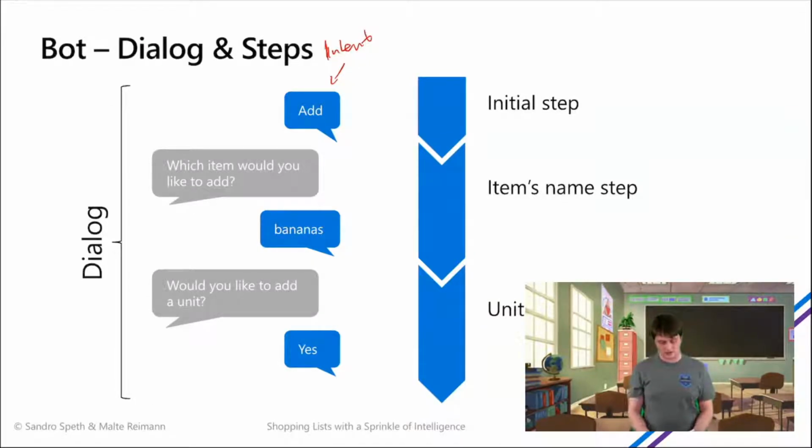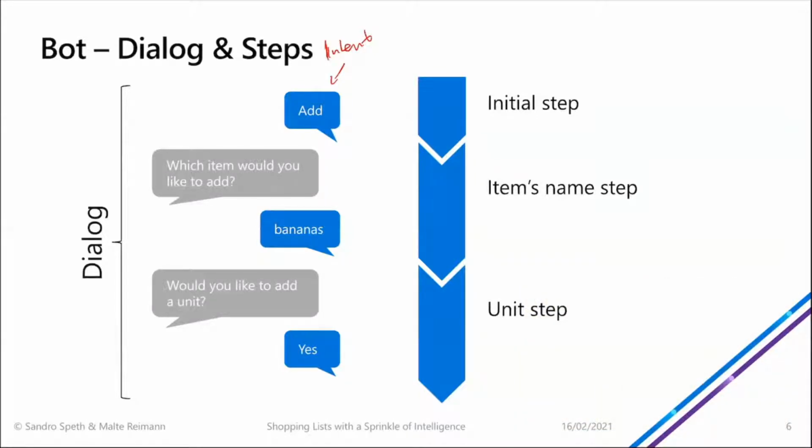And a dialog consists of several steps. In our case, we have, for example, an initial step, a step for adding an item's name, and a step for adding units for the items. And adding units is optional in our bot. So you can just write add bananas and everything's fine.